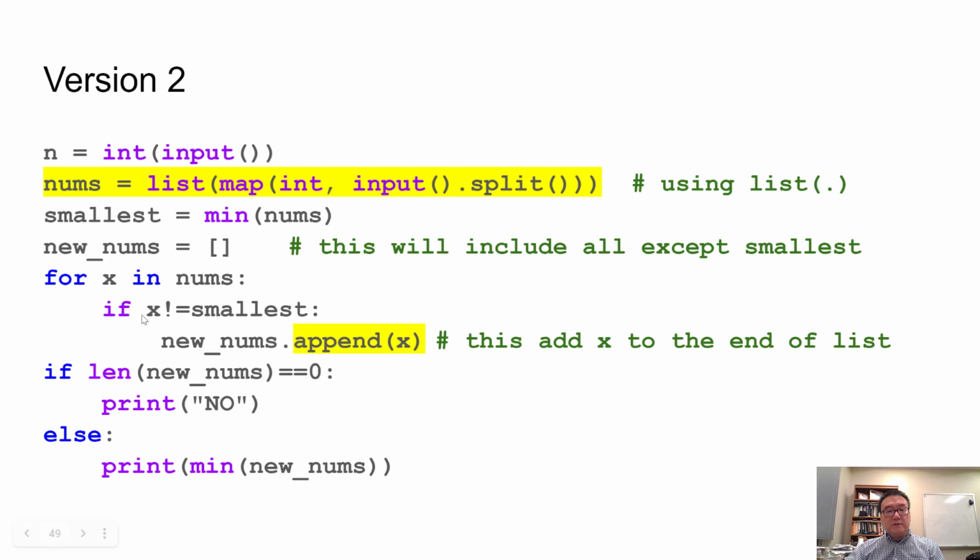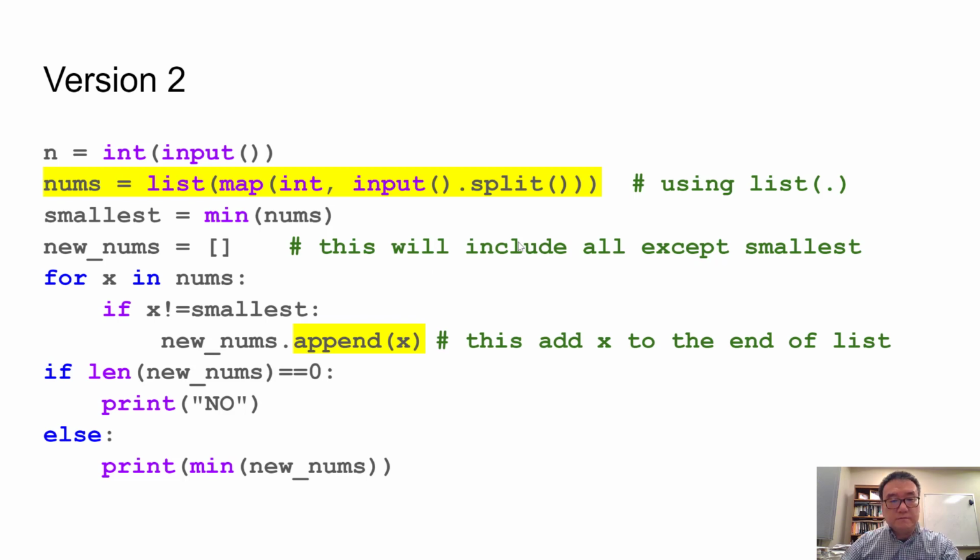And the loop constructs this new list. We initialize this new list to be empty. Then for every element in the list we look at, if it's not equal to the smallest, we will append that element to the list. This append is a function that we can call on a list. This will just add an element to the end of the list.